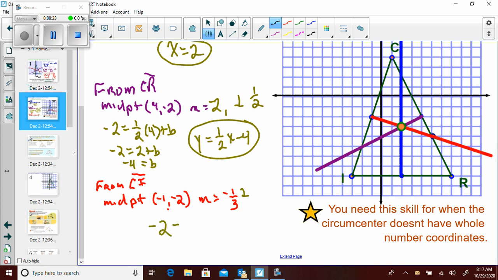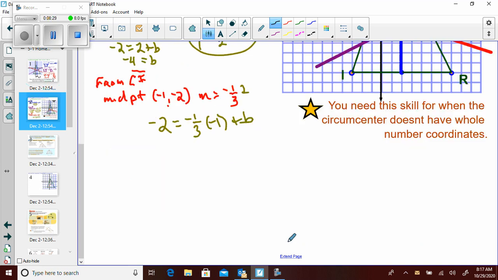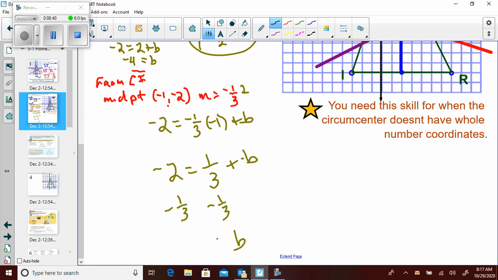So I have -2 is -1/3 times -1 plus b. So I have -2 is 1/3 plus b. I'm going to subtract 1/3 from both sides. So b is -2 1/3. So I have y equals -1/3 x minus 2 1/3. Or you can write it as 7 1/3.